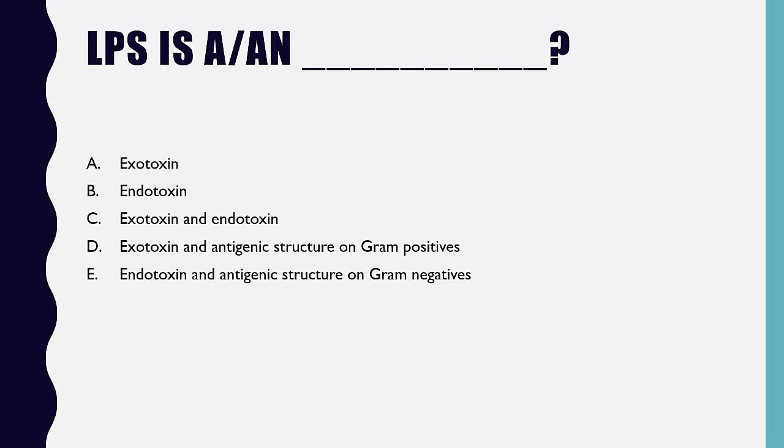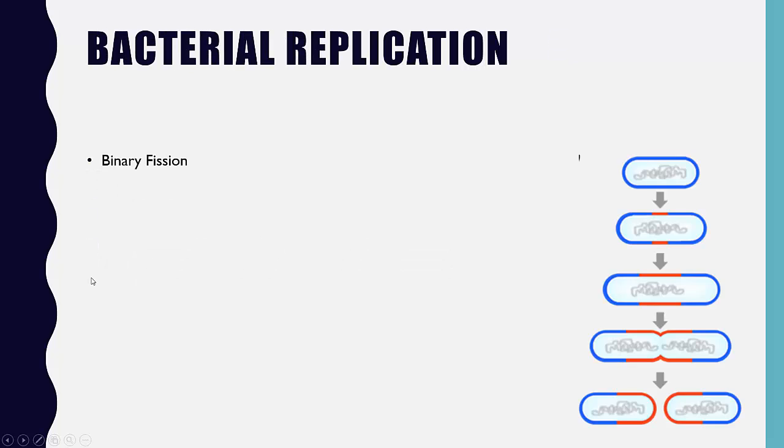LPS is an exotoxin, endotoxin, both exo and endotoxin. Exotoxin and antigenic structure on gram positives, endotoxin and antigenic structure on gram negatives. All right, this is kind of tricky. Think about it. Yes, LPS is an endotoxin. It's in that freakish outer membrane of gram negatives, but it's also antigenic, right? Yeah, so it's E. Okay.